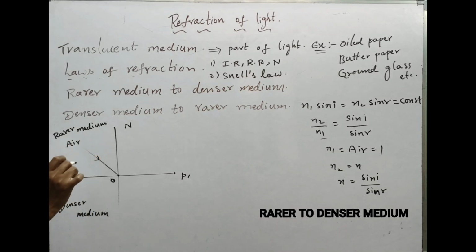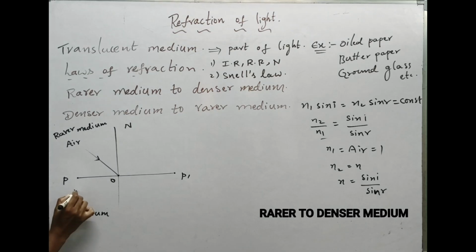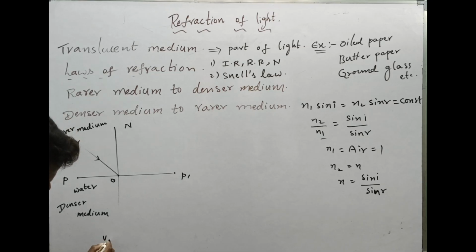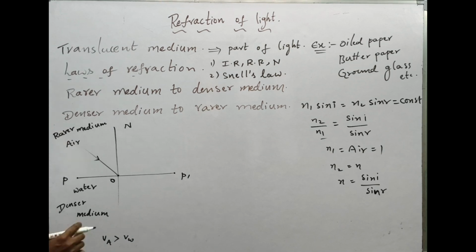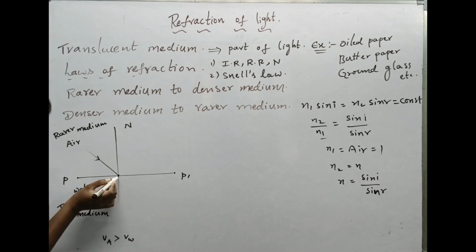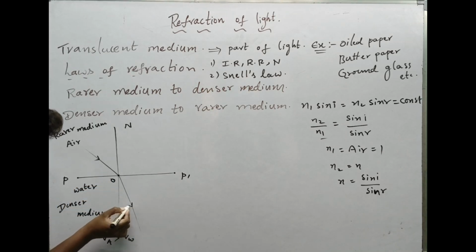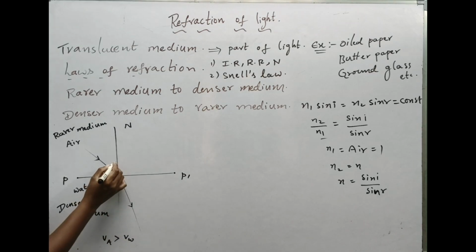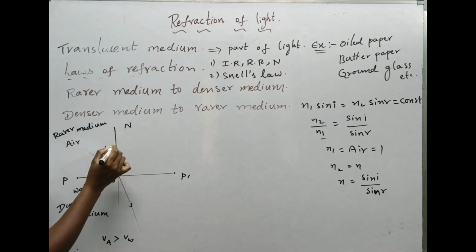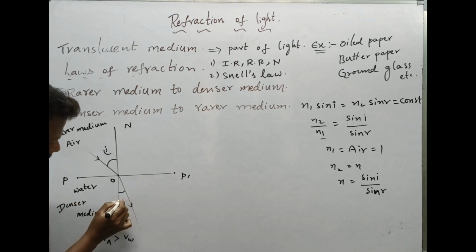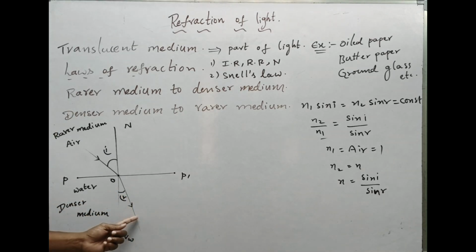So what is the rarer medium? Let us consider air as the first medium and water as the second medium. As we know, the speed of light in air is greater than the speed of light in water. So air is the rarer medium, water is the denser medium. In this case, the ray of light is moving from air to water, so the refracted ray bends towards the normal. This is the angle of incidence, the angle made between the incident ray and the normal. Angle of refraction, the angle made between the refracted ray and the normal.